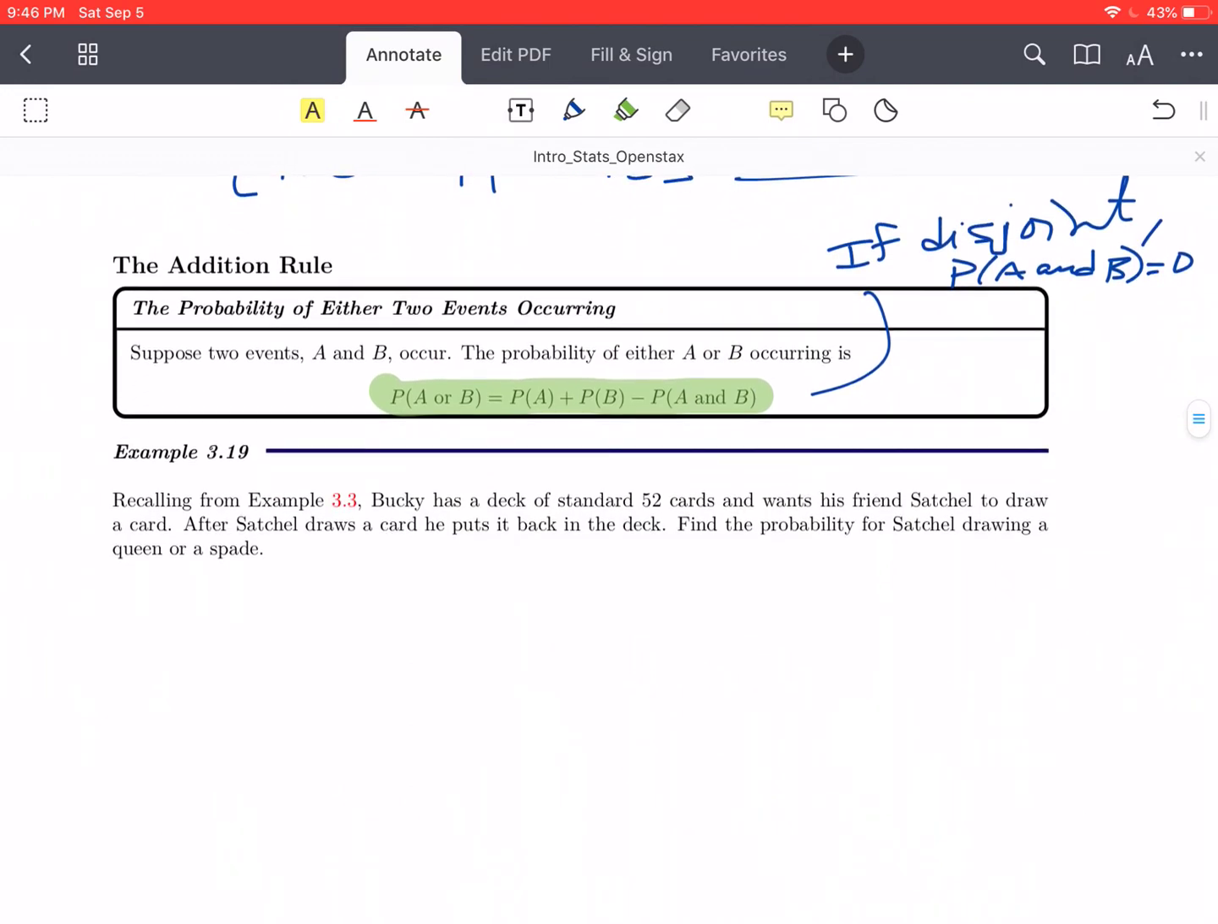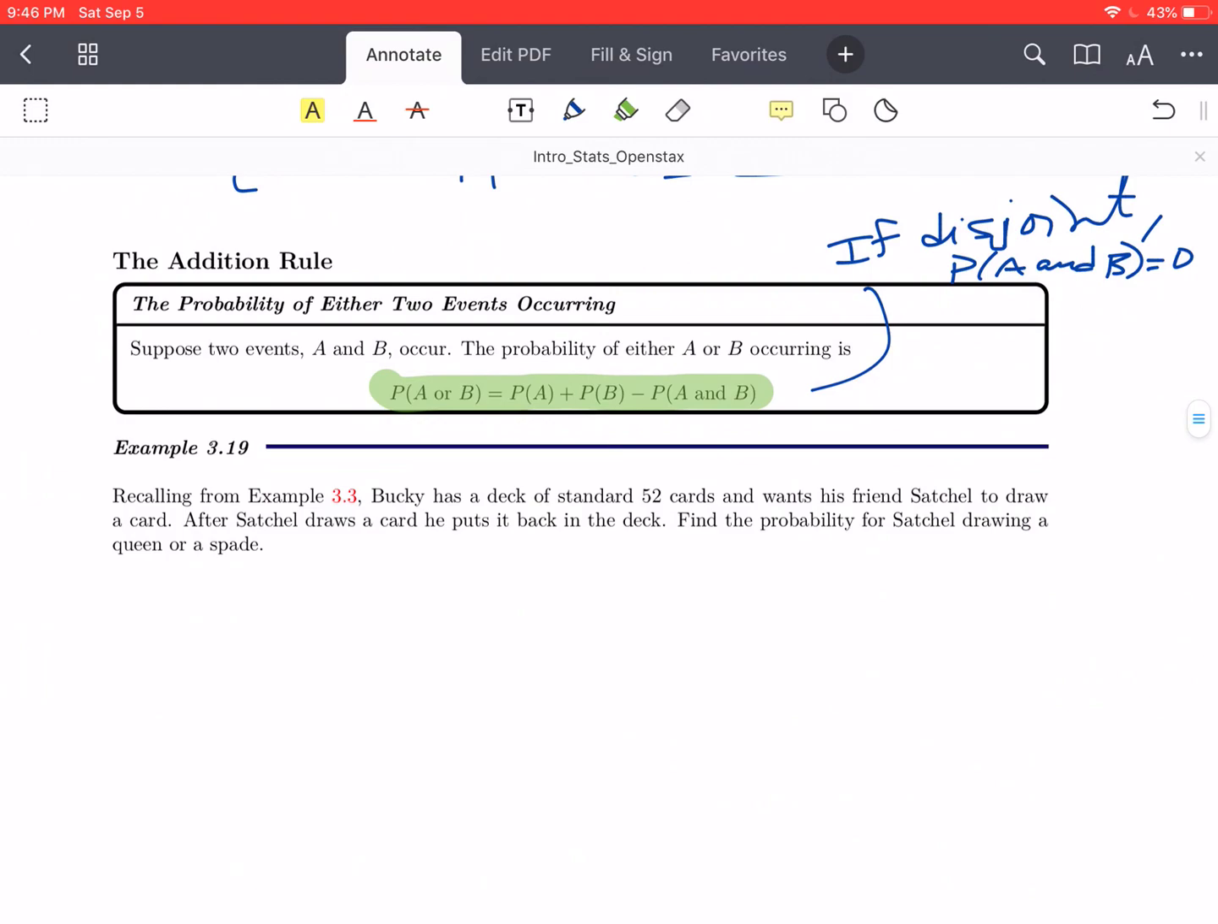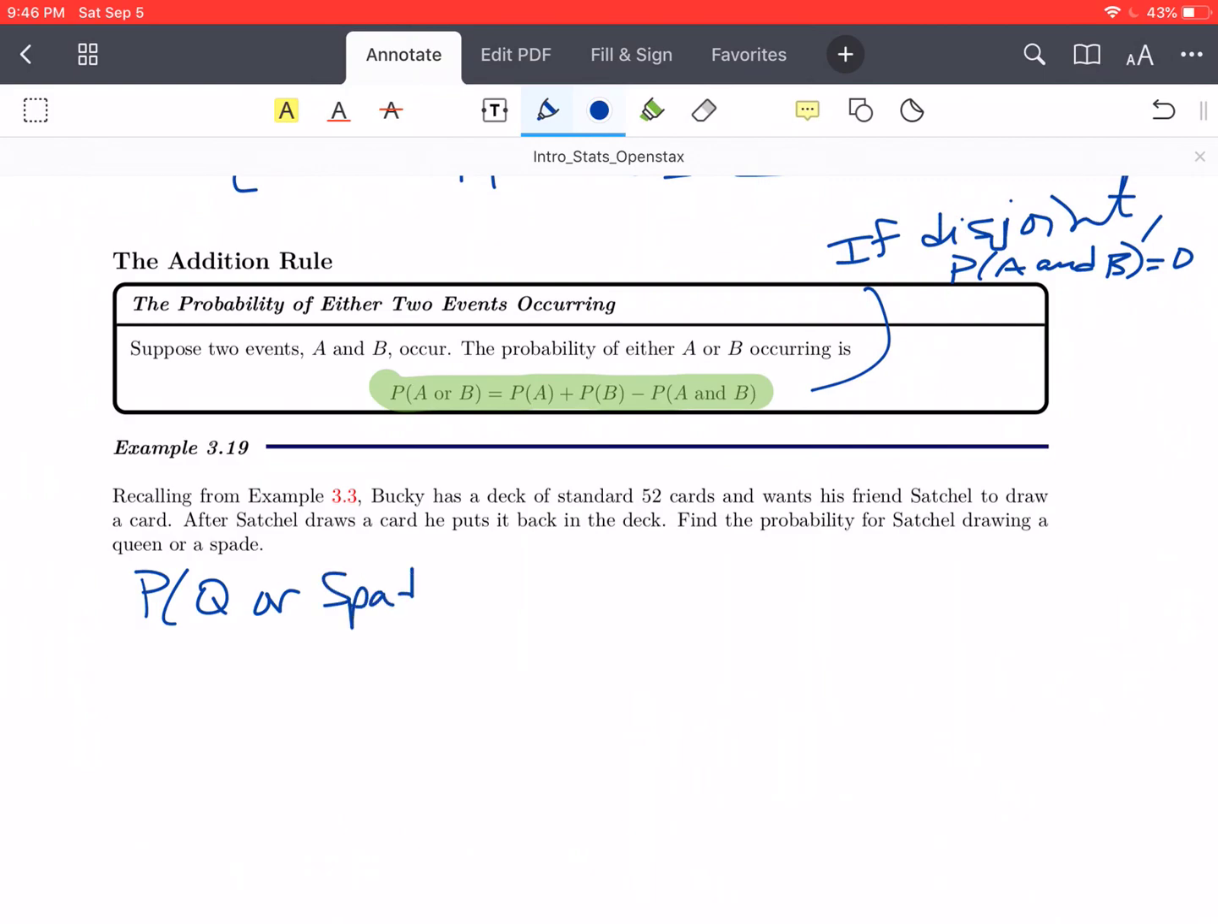So again, we're looking at the deck of cards. He wants his friend Satchel to draw a card. After Satchel draws a card, he puts it back in the deck. Find the probability for Satchel drawing a queen or a spade. So probability of a queen or spade.